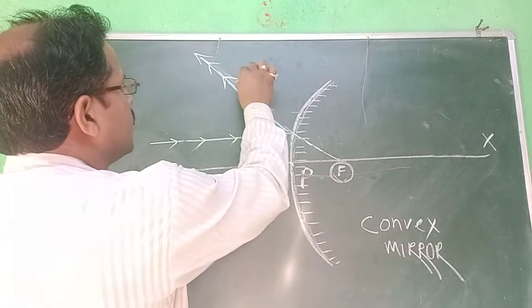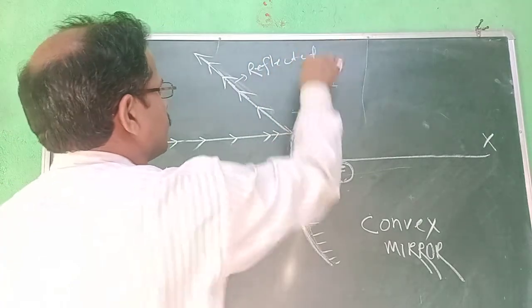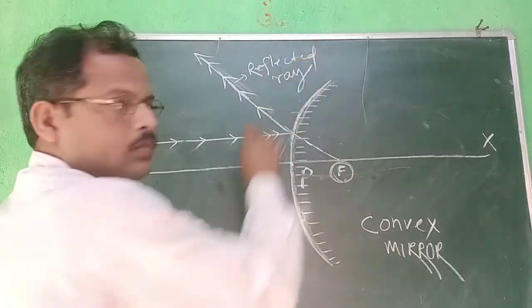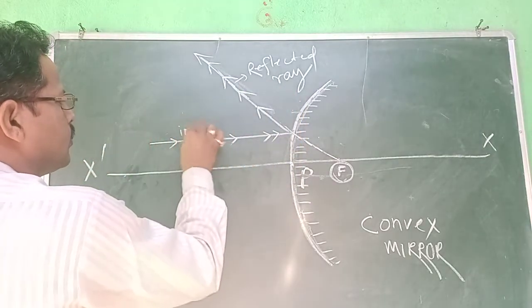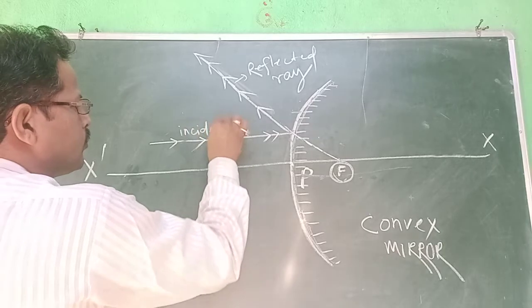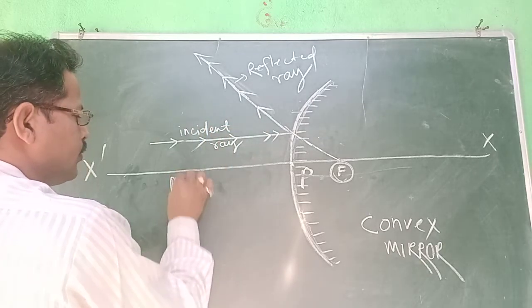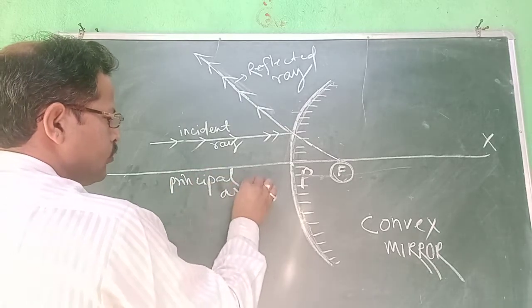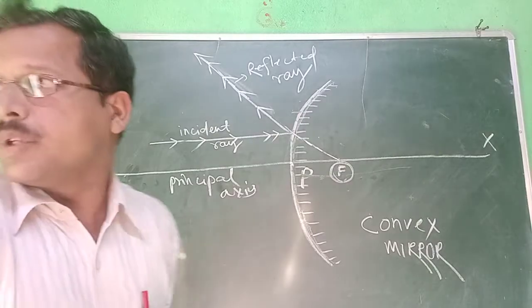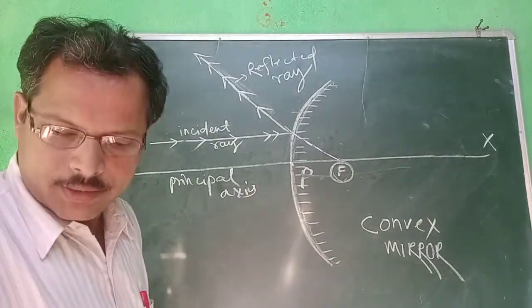This is your reflected ray, and this is the incident ray. This is the principal axis. Okay. Rule 1 completed. Next, rule 2.